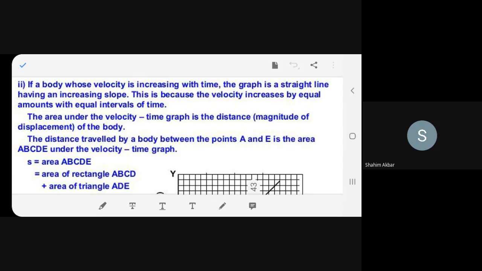Okay. Now we are coming to a different type of category. That is, a body is there. Now, as the time is passing by, its velocity is also increasing. In the graph we get a straight line, but the slope will be increasing. Now, what is slope? I will teach you. Why is it increasing? Because the velocity is increasing by equal amounts, that means equal quantity, with equal intervals of time.